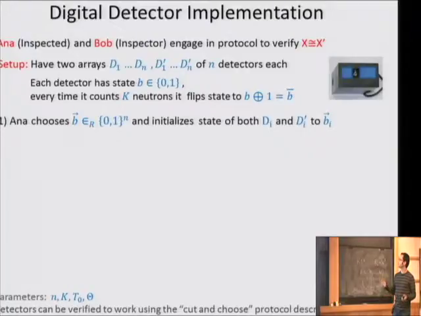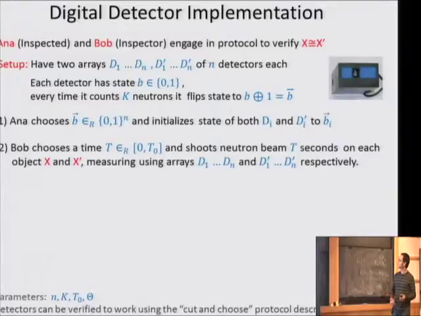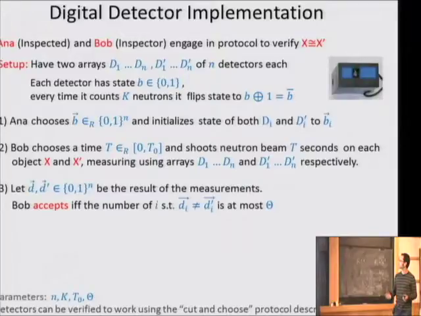And what Anna does is choose a random secret initial state, and she initializes both detectors. Bob chooses a time. It actually turns out to be useful to make the time random. So he chooses a random period of time, and he shoots the beam for t seconds on both objects, and he measures the results of these detectors. He will set some threshold theta, and if there were at most theta differences between the detectors, then he will say accept. Otherwise, he will say reject.